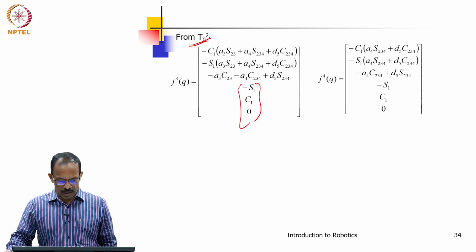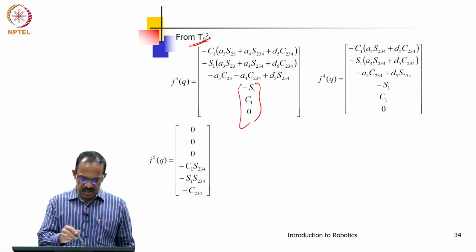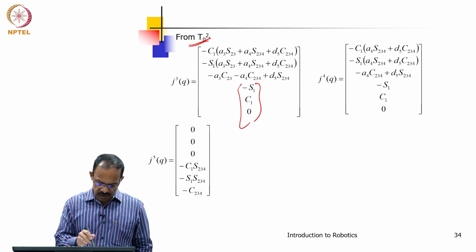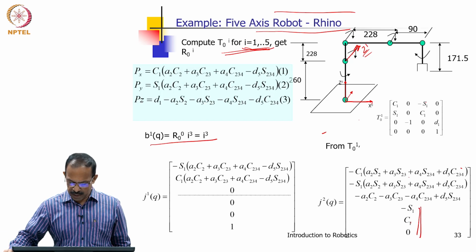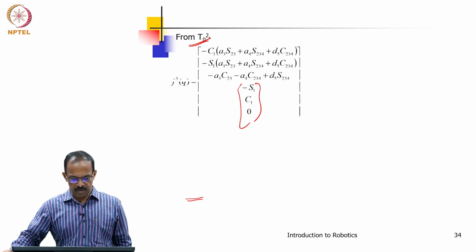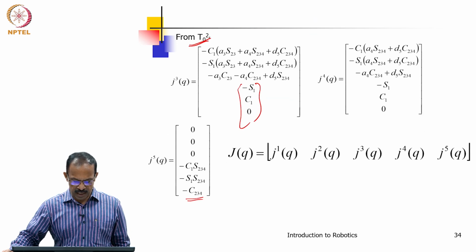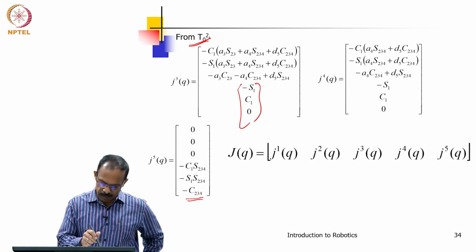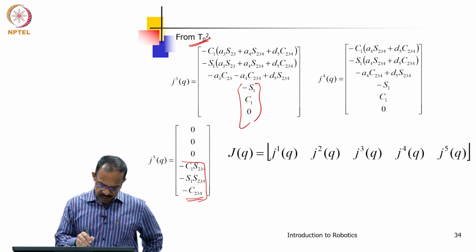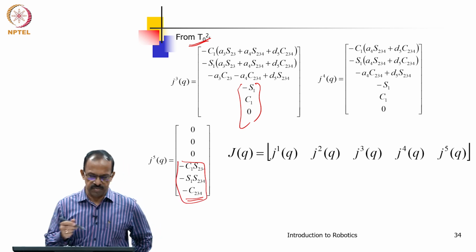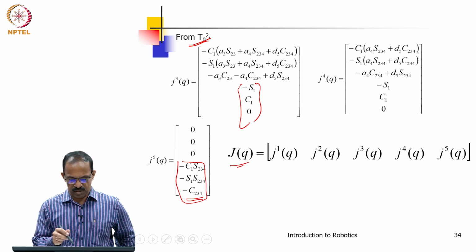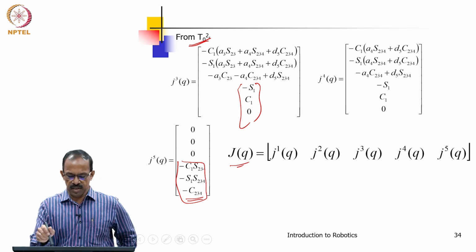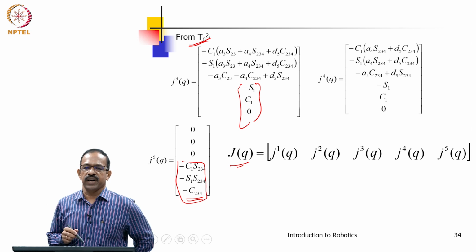Then you will be moving to J3, J4, and J5, which will be minus C1 S234, minus S1 S234, minus C234. If you look at T05, which is not given here, but if you look at our previous derivation of the forward kinematics, you will see that the rotation matrix of T05 had the approach vector as this. That approach vector is coming here as J5. Now, you have the full J as J1, J2, J3, J4, J5. These are the columns, so you have the complete Jacobian identified.